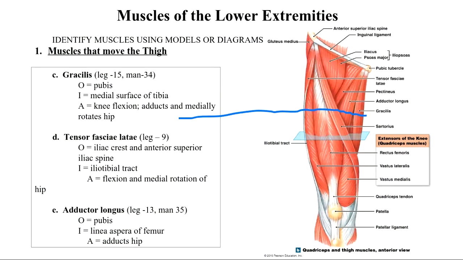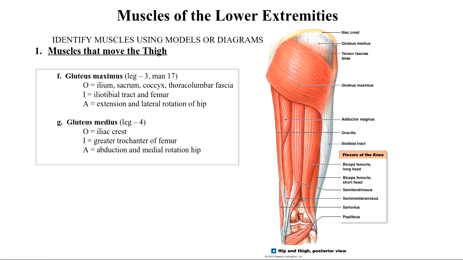So you just roll through the muscles in the same fashion, being able to identify them on the image. And I'll use these actual images here on your lab practical exam, and also action, origin, insertion. We have the glutes next. Gluteus maximus is the more superficial. The medius is just beneath it.